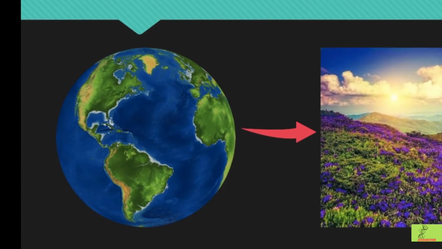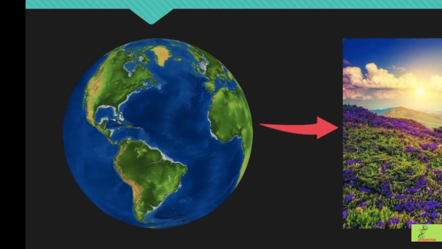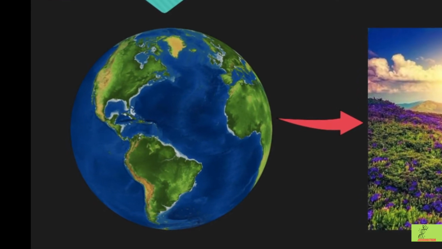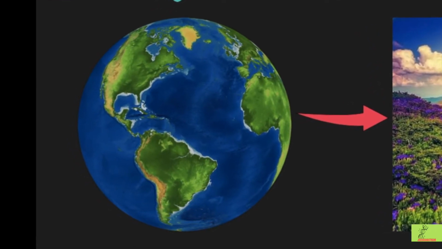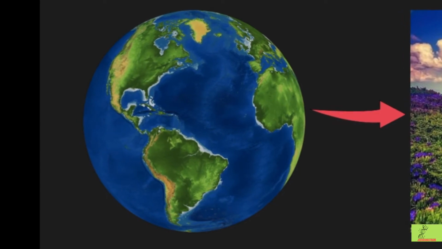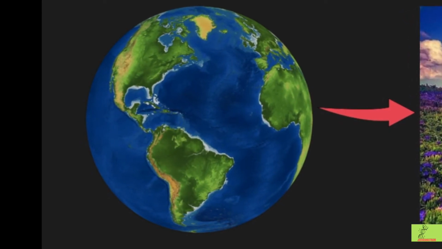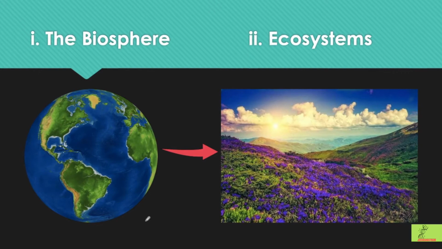Most of the region of land, most of the bodies of water, the atmosphere to an altitude level of several kilometers, and even sediments far below the ocean floor have life forms. The next level is ecosystem.